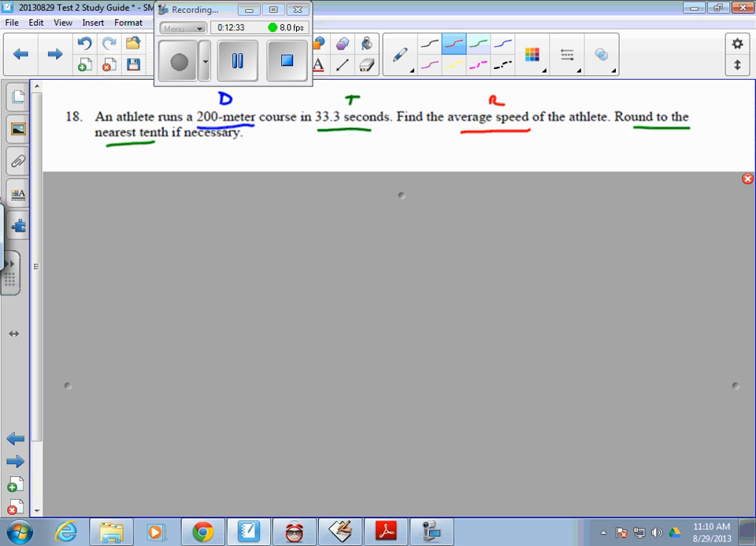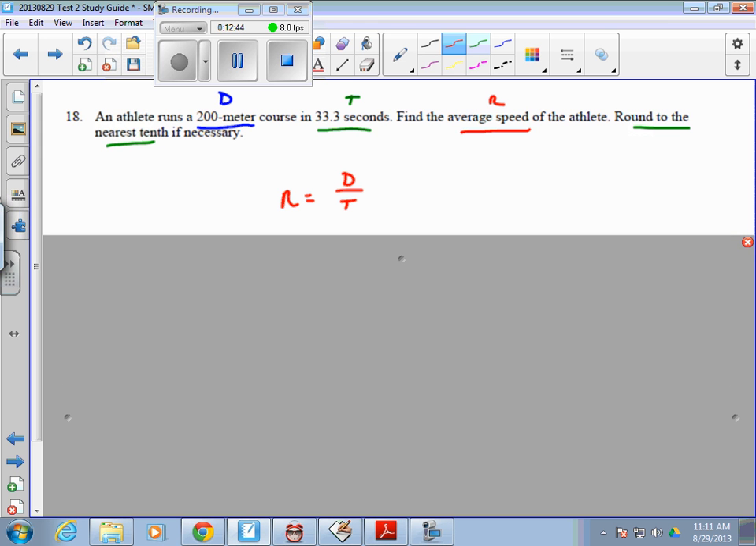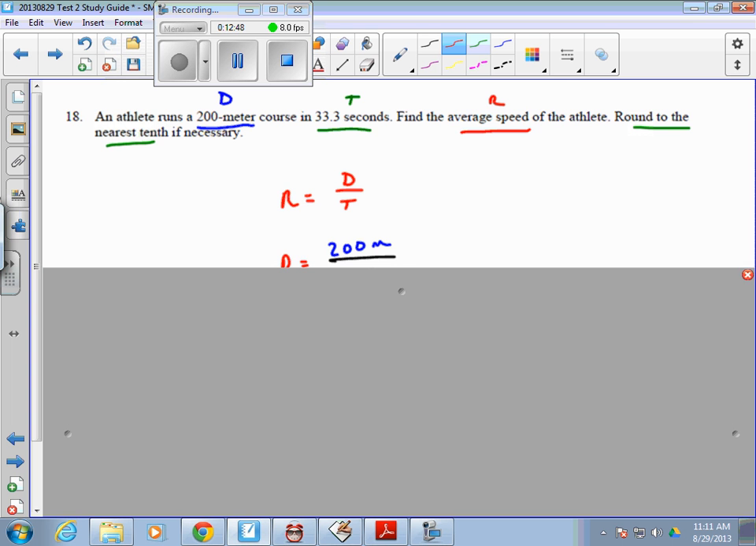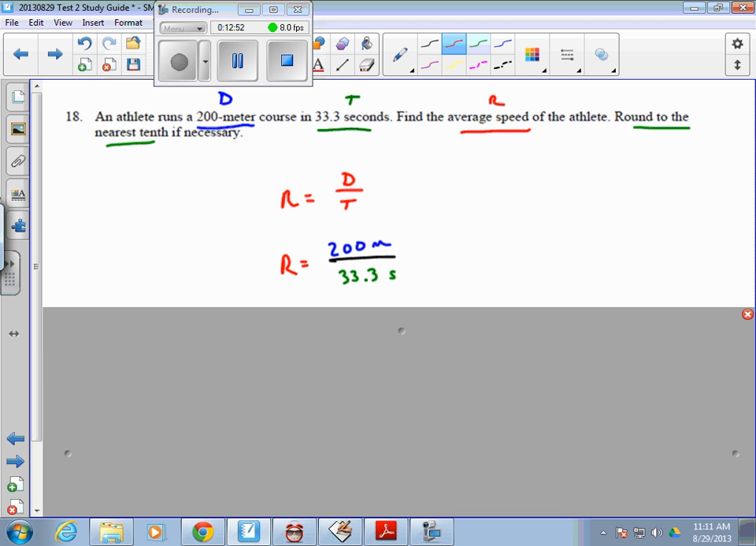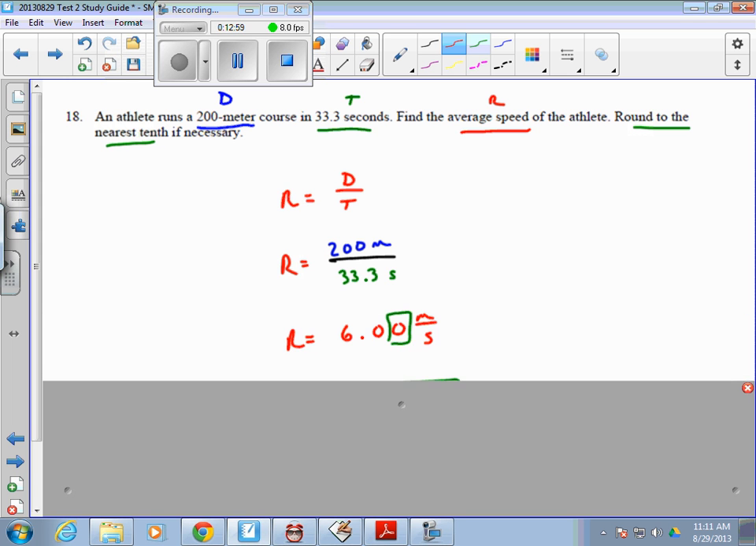Number 18 says an athlete runs a 200-meter course in 33.3 seconds. Find the average speed. Again, rate. Average speed. So we're looking for the same formula. Rate equals distance over time. In place of D, plug in your value for distance, 200 meters. In place of T, plug in your value for time, 33.3 seconds. Again, meters divided by seconds is going to stay the same.